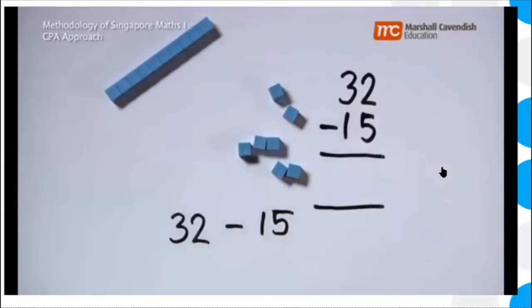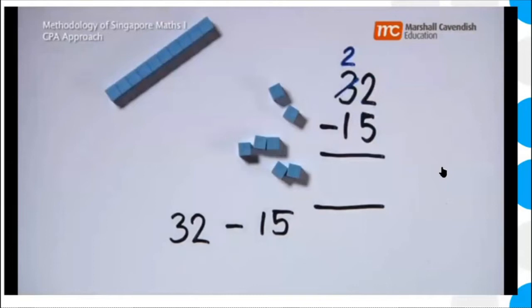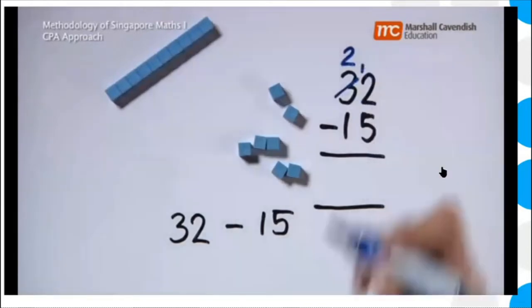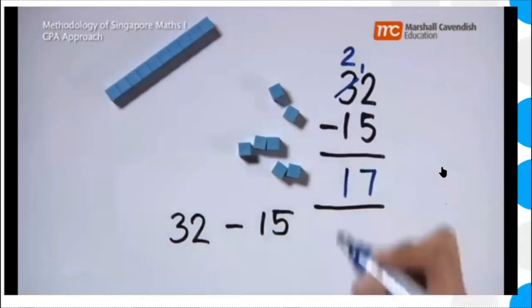and they will use their prior experience with a concrete material to say that, okay, to take away 5 from the 2 ones, there's not enough of the ones, but that's all right. We can rename 32 as 20, or 2 tens, and 12 ones. Now there's ample ones to subtract 5 away from, resulting in 7 ones, and then subtracting 1 ten from 2 tens, resulting in 1 ten, giving a final result of 17.